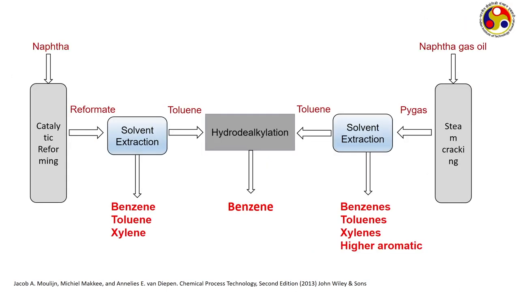From naphtha you can also produce the aromatics. These are different flow sheets we will study later on. We do a catalytic reforming to get the reformate, then a solvent extraction, then we separate out benzene, toluene, xylene, or we can take the toluene further and do hydrodealkylation to produce benzene. Or you take naphtha or gas oil as the feedstock, do a steam cracking, you get pyrolysis gasoline, do a solvent extraction, get again benzene, toluene, xylene or higher aromatics, take out the toluene and do hydrodealkylation to produce benzene. So, these are different routes where you can obtain aromatics, and previously we saw the C2, C3 monomers.